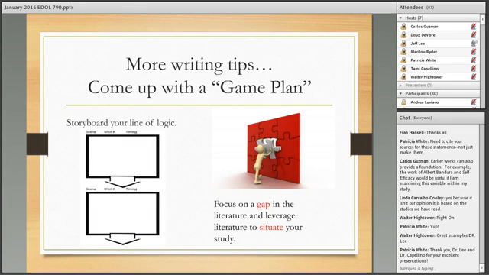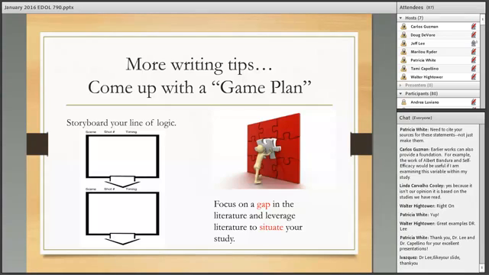Last slide here. More writing tips. Come up with a game plan. Storyboard your line of logic. I showed it to you in text form, but really just go to Google, go to images, and download a storyboarding template, and map out the storyline you're trying to develop. You hear a lot of us talk about the line of logic, but map it out. What is that line of logic? What is your thinking from idea A to B to C all the way downstream?